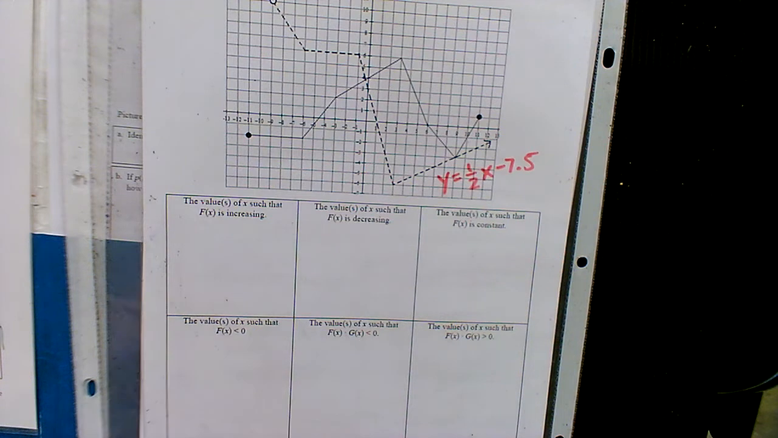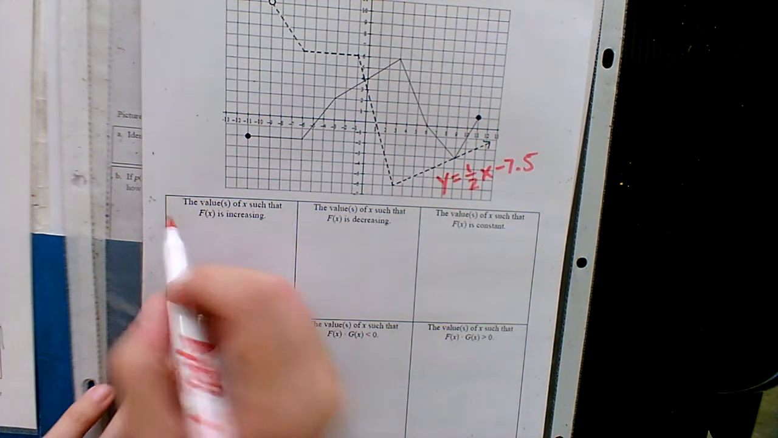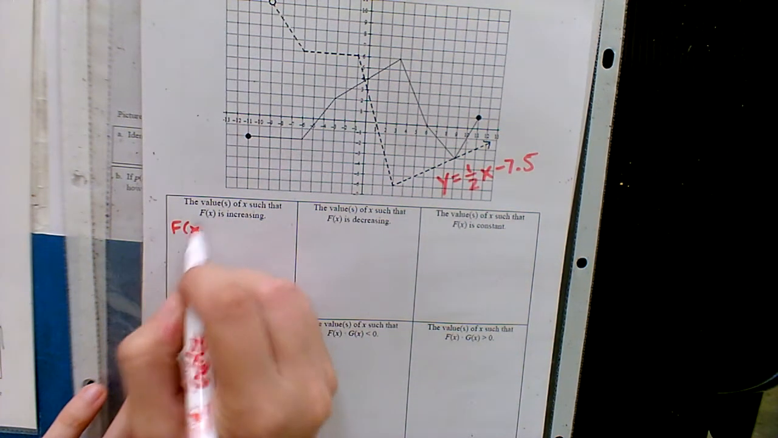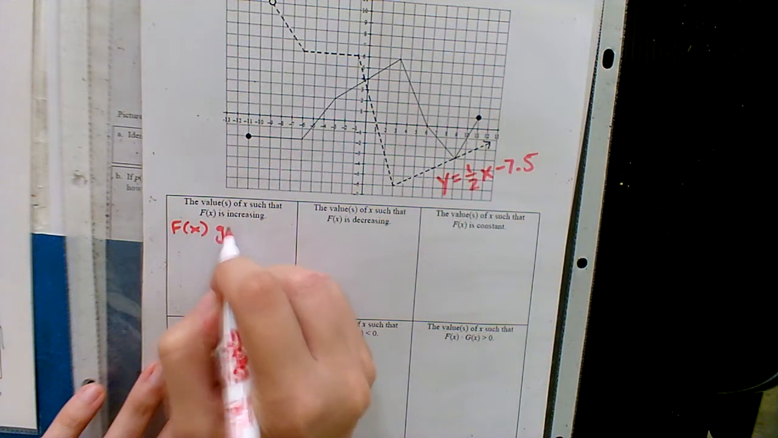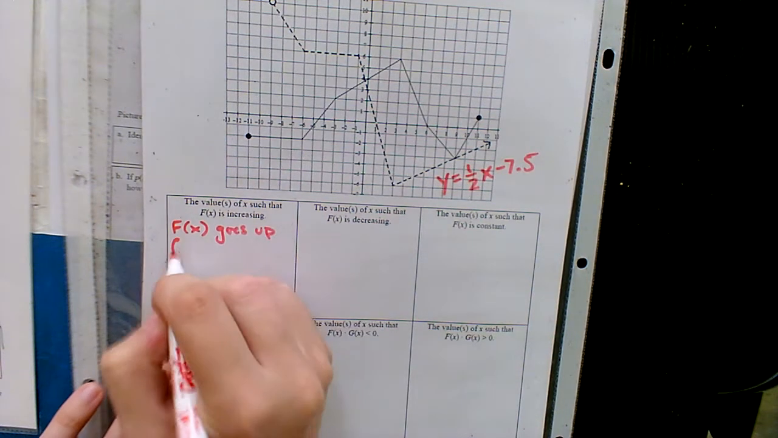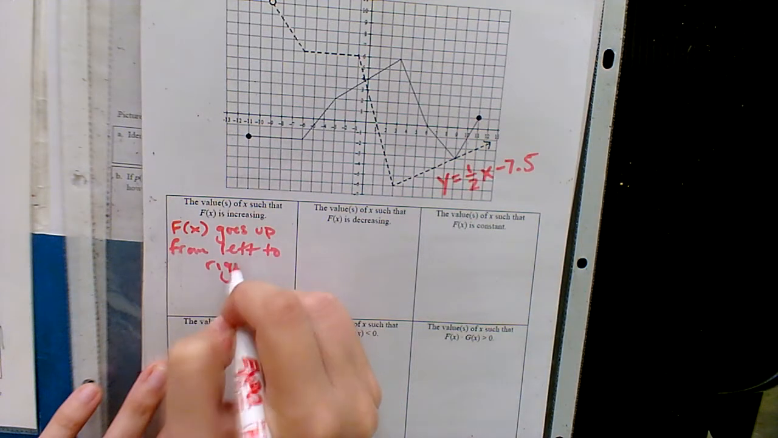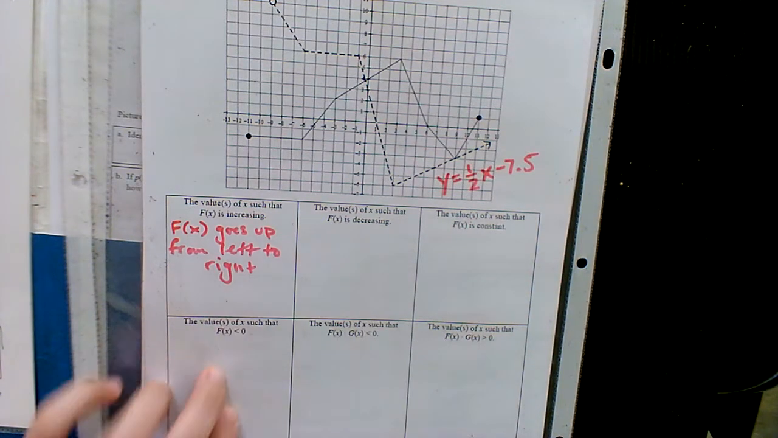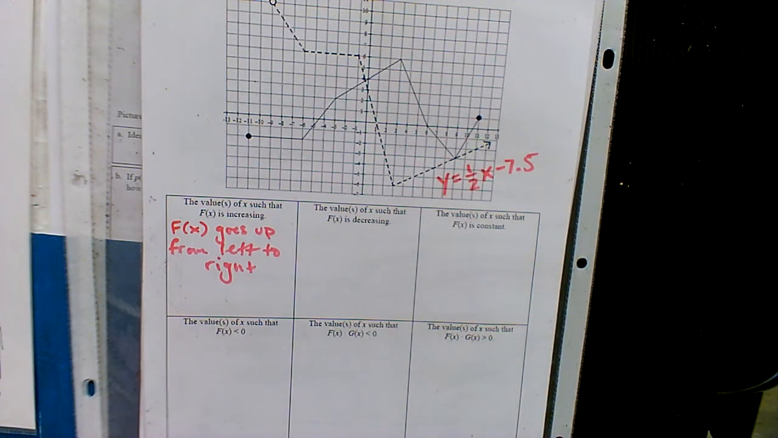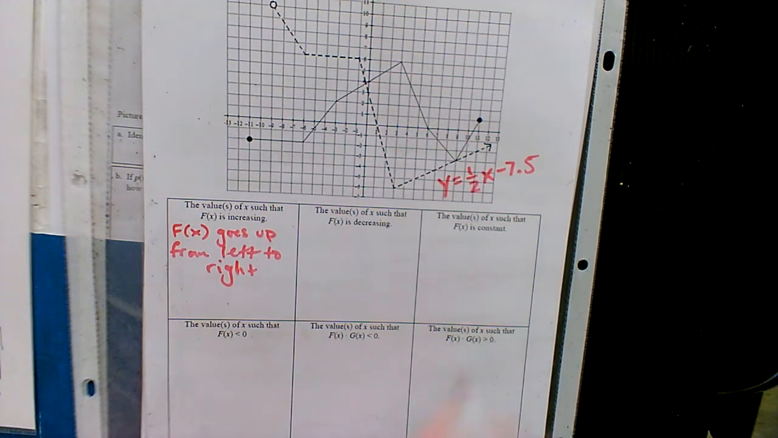This time they're asking us about f of x, increasing, decreasing, or constant. So in words, we can say f of x goes up from left to right. That's not distracting at all.